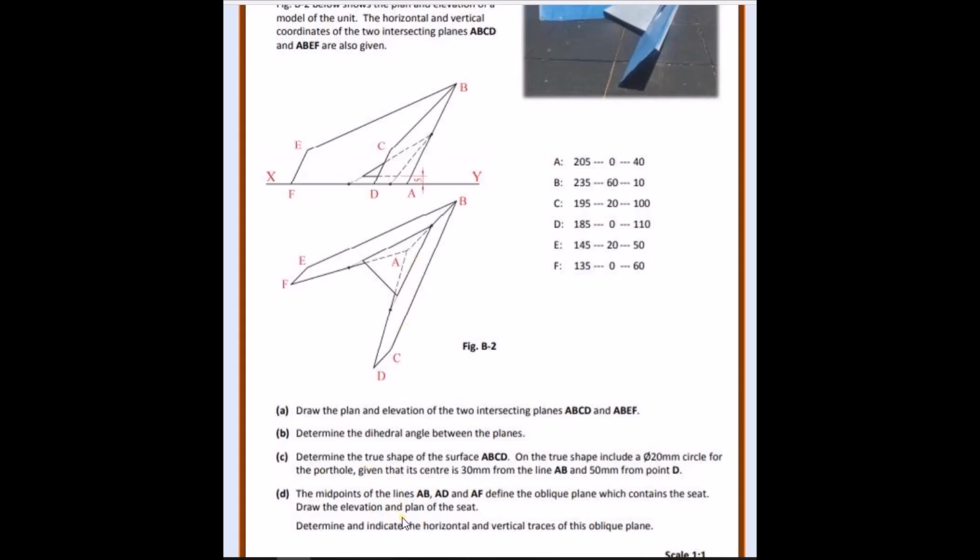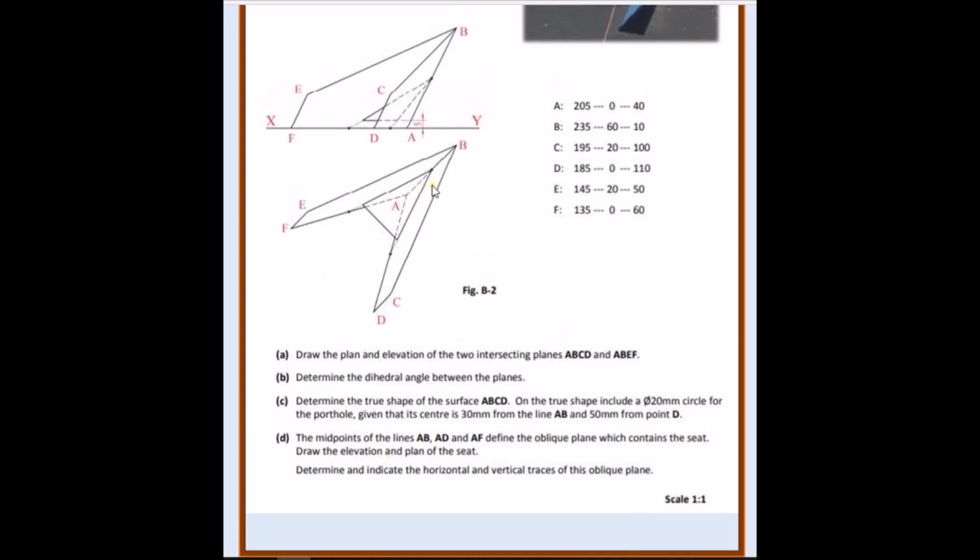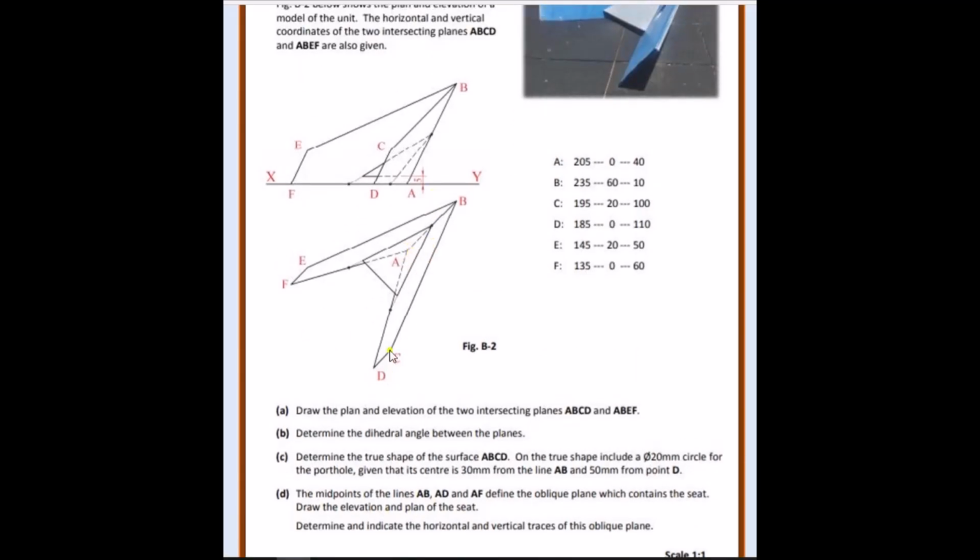Next part then is part D. The midpoints of the lines AB, AD and AF define an oblique plane which contains the seat. Draw the elevation and plan of the seat. What we have to do here is AD is on the ground, so we have a point here. That point is easily found: it's the midpoint. If we bisect this line, we find this point. And it's the same with the point here, A to F. If we bisect this line, we find this point here.